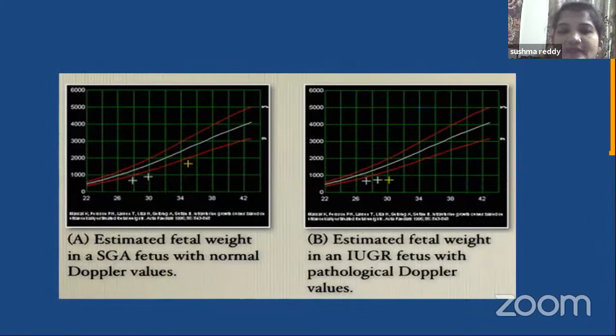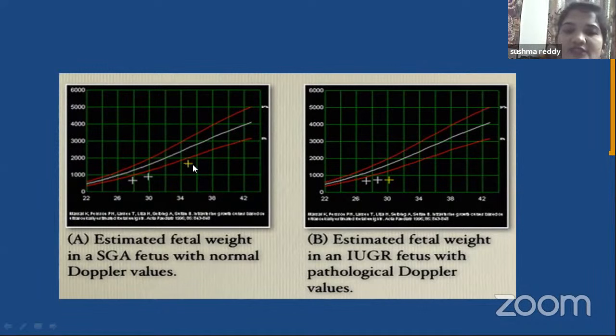The next tool we have in diagnosing, apart from Doppler, is fetal growth velocity. What is growth and what is growth velocity? Growth is the estimated fetal weight at that particular gestational age. Growth velocity is when you compare it with the estimated fetal weight of the previous scan. That is called fetal growth velocity. That is done by using these percentile charts.